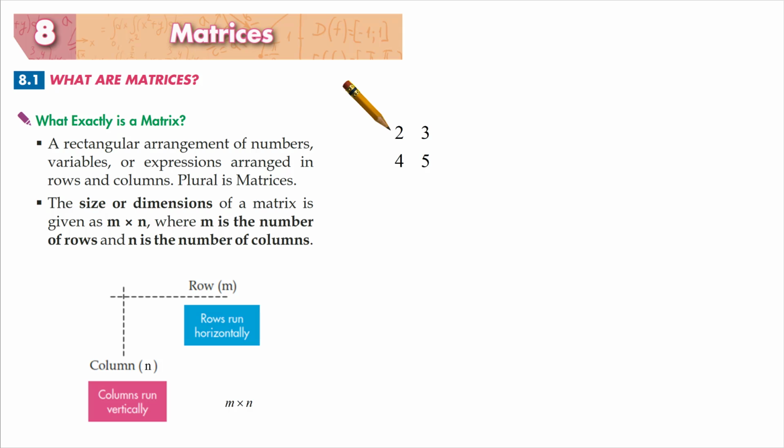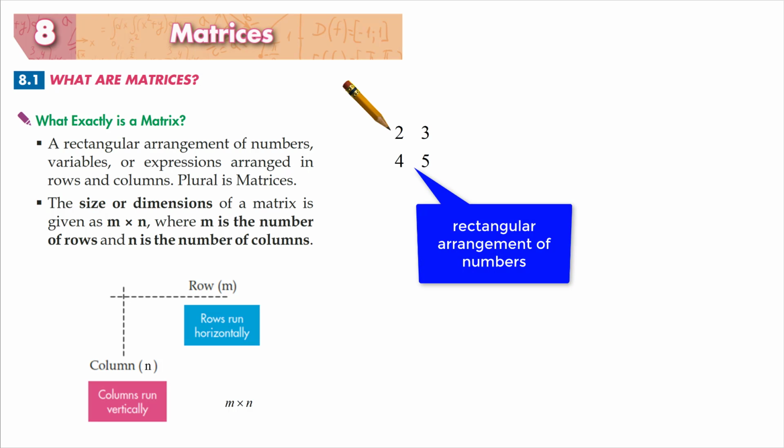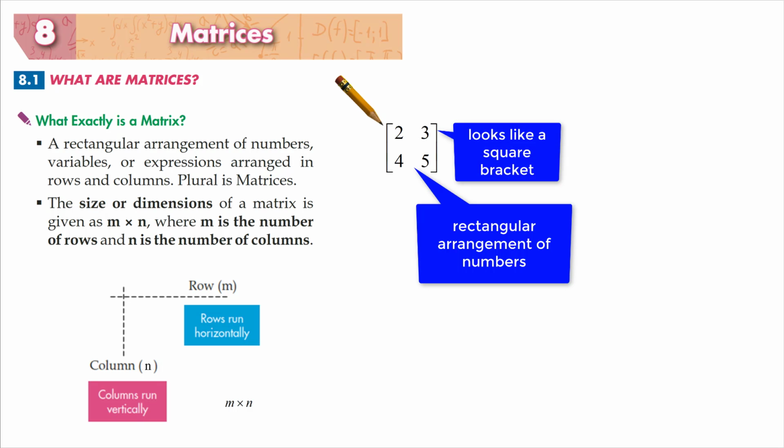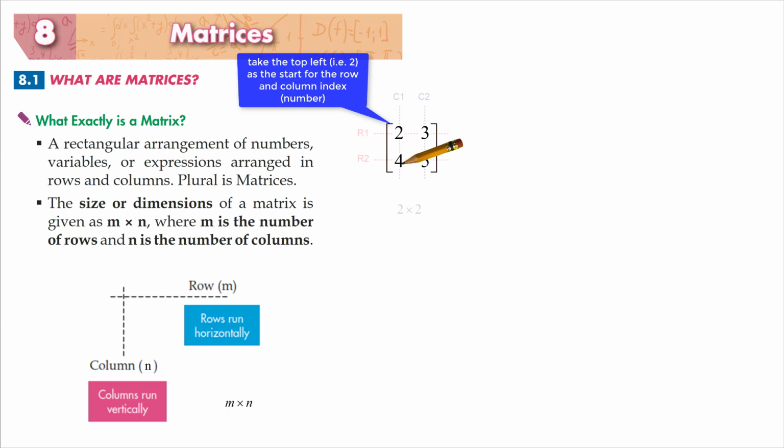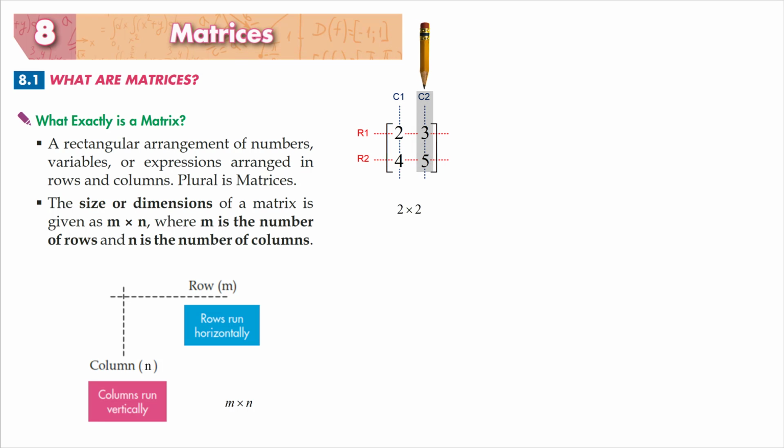2, 3, 4, 5. That's a rectangular arrangement of numbers. To show that it's a matrix, we enclose them in what looks like a square bracket. This matrix has 2 rows and 2 columns. Rows run horizontally, while columns run vertically. Taking the top leftmost element, that is the number 2 here, as the starting point, this is row number 1, row number 2, column number 1, and column number 2.